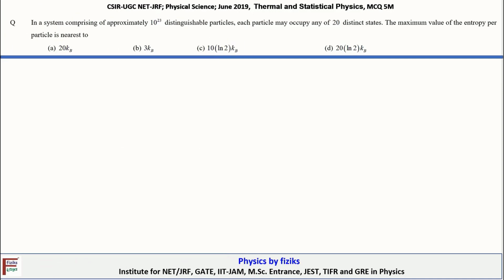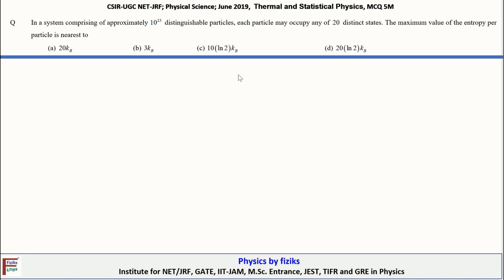So in this session, I'm going to discuss the question which appeared in NET-JRF examination in June 2019. The first question is, in a system comprising of approximately 10 power 23 distinguishable particles, each particle may occupy any of the 20 distinct states. The maximum value of the entropy per particle is nearest to.